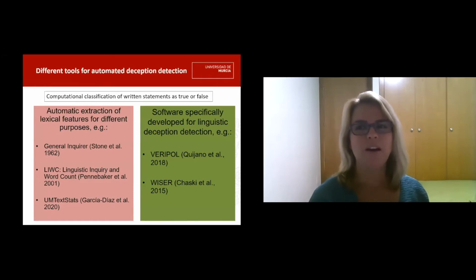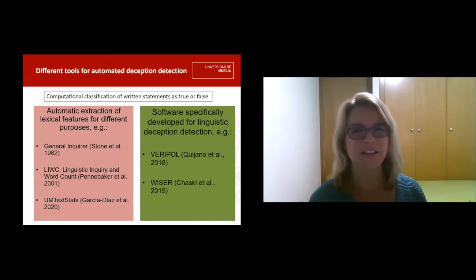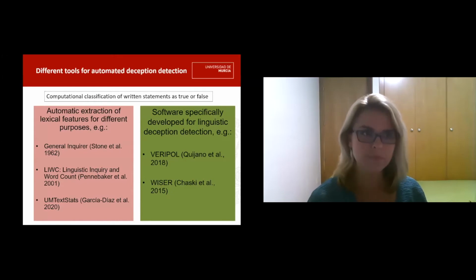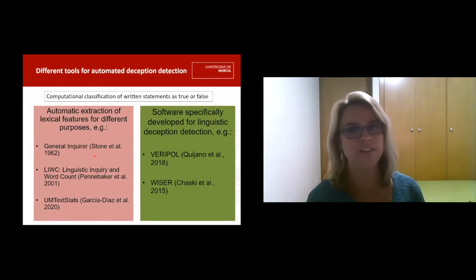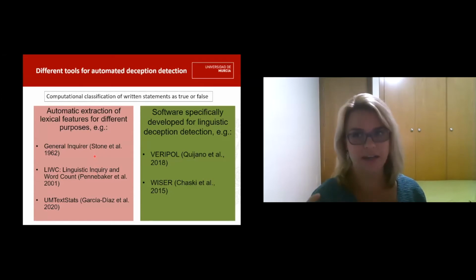The first group are aimed at the automatic extraction of lexical features for different purposes, whereas the second group includes software specifically developed for linguistic deception detection. First, the linguistic approach in LIWC, in linguistic inquiry and word count, is very similar to content analysis, in line with the General Inquirer, the first computer system for content analysis. One important difference between LIWC and the General Inquirer is that LIWC focuses on the word as the unit of analysis, while the General Inquirer is based on the sentence.